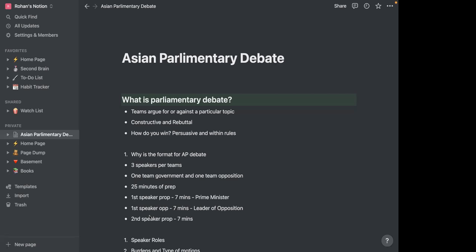So 3 things a second speaker does, and I'll come more to this when I talk about speaker roles because this is important. Number 1, rebuilding the case. Number 2, providing additional constructives. Number 3, rebutting the case coming from the other team. So therefore, 7 minutes. The second speaker of proposition is also known as deputy prime minister.